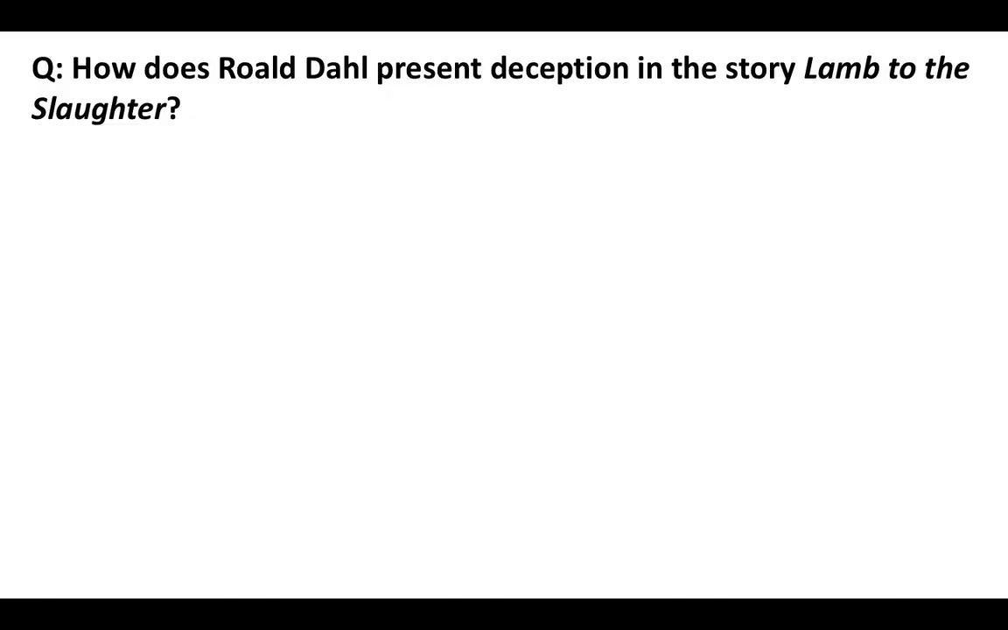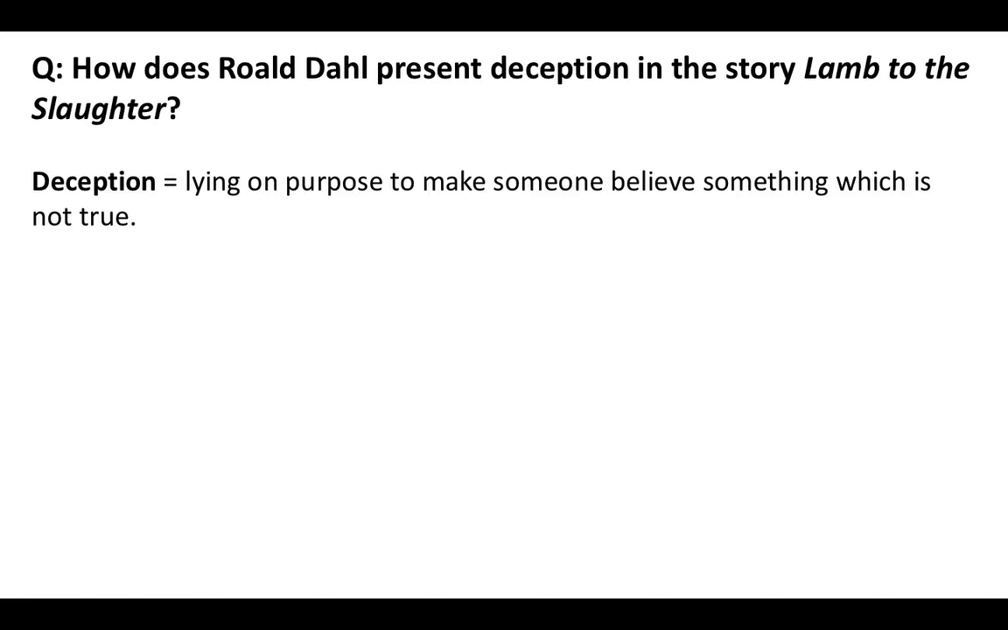Right, so if you're ready to move on then, here is our second question. How does Roald Dahl present deception in the story Lamb to the Slaughter? So no more gender now, we're now talking about deception. So you may well ask me, well, miss, what does deception mean? Deception means lying on purpose to make someone believe something which is not true. So if you deceive someone, you are lying to them.